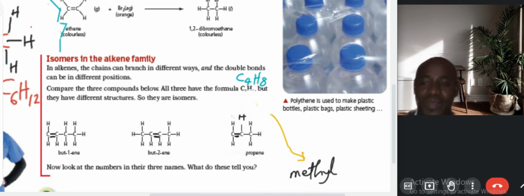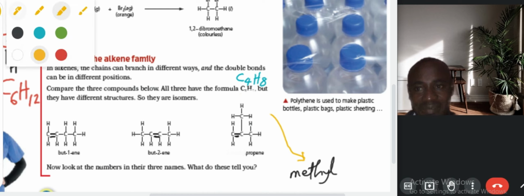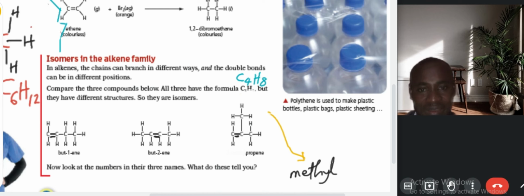This was originally a propene, which is an alkene, with 3 carbon atoms and 6 hydrogen atoms. Now, if one of these hydrogen atoms, this particular one, is replaced, it's been replaced. This whole thing that has replaced it is a methyl.